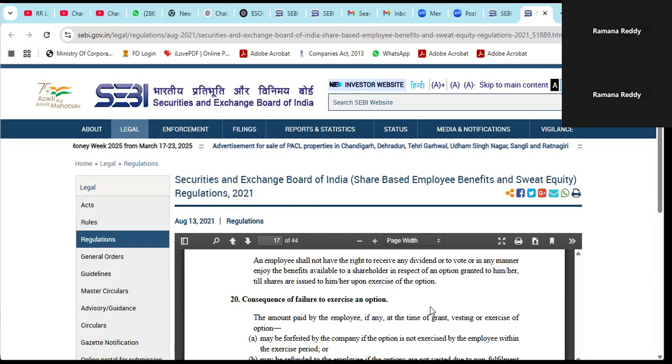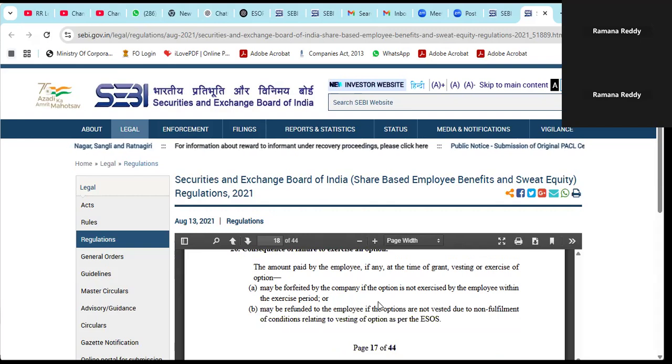If any amount is paid at the time of grant or vesting or exercise of the option, and the employee failed to exercise the option, then it may be forfeited by the company if the option is not exercised by the employee within the exercise period. Whatever the amount paid at the time of the grant or vesting or exercise, that may be forfeited by the company.